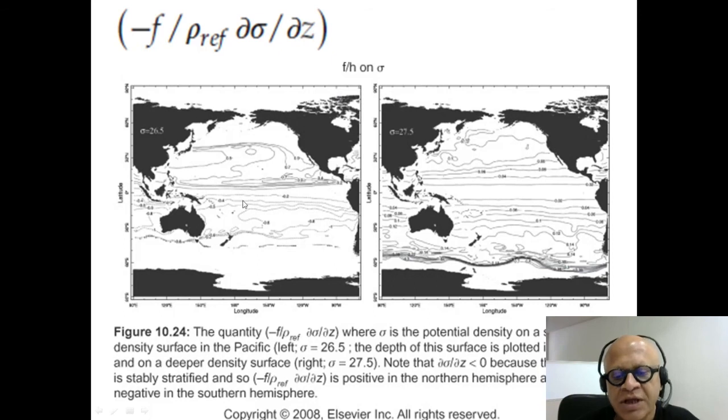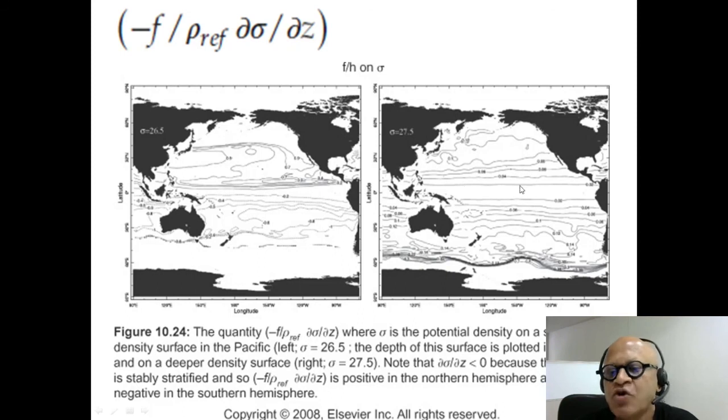So this is showing depths of these surfaces, which should be in meters. Okay, so sigma is the potential density on a shallow density surface in the Pacific. This is obviously the Pacific Ocean. Depth of this surface is plotted in 26.5, and the deeper surface 27.5 is shown here. Okay, so sorry, this is showing f over h, not the thickness.